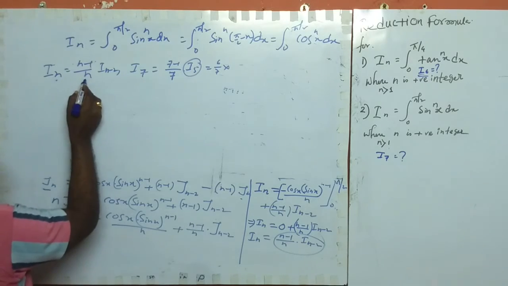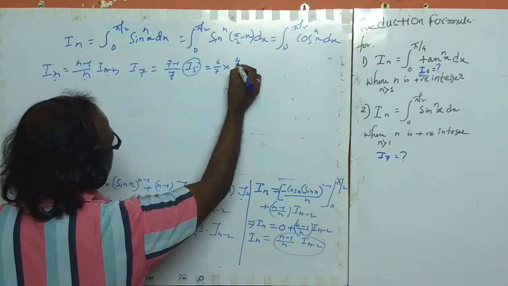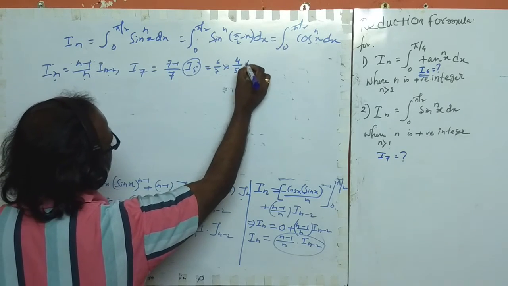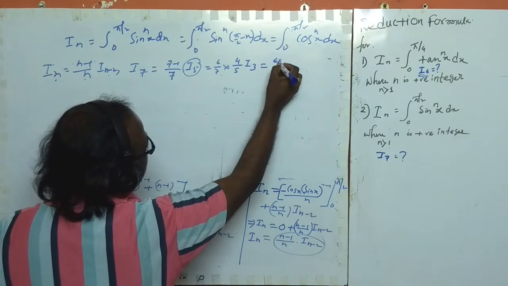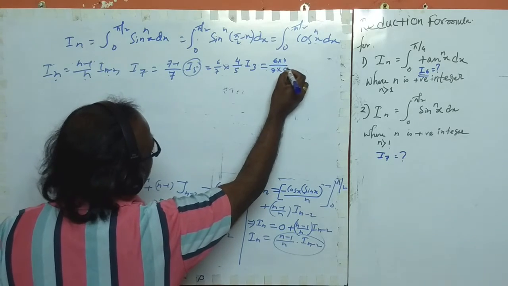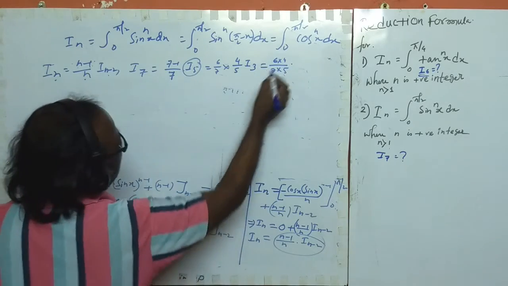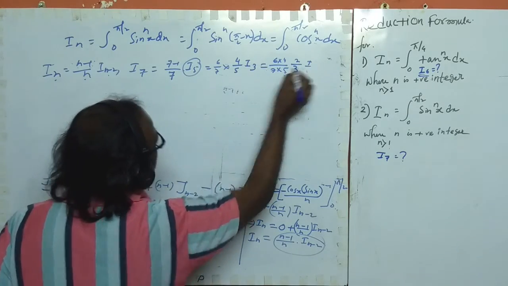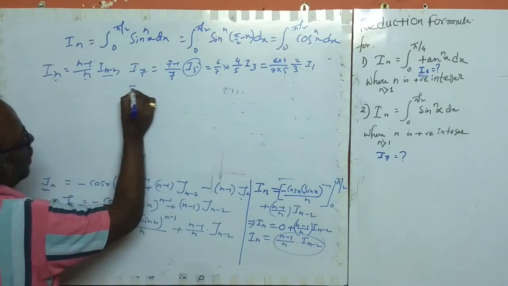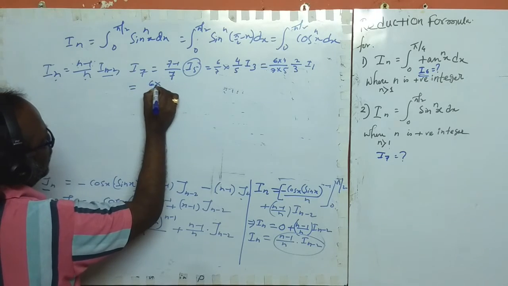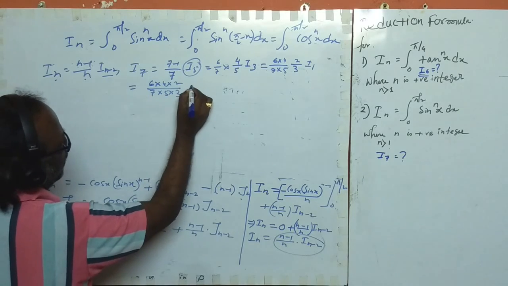5 minus 1 by 5, and this is 3. So 5 minus 1, that is 4, by 5, and 5 minus 2, that is 3 again. Again 6 into 4 by 7 into 5, I3. 3 minus 1 by 3, that is 2 by 3 into 3 minus 1, 3 minus 2 is 1. And that is equal to 6 into 4 into 2 by 7 into 5 into 3, I1.